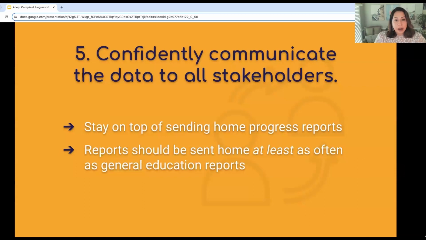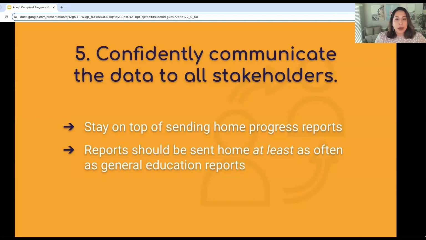And step 5, confidently communicating the data. Sending home progress reports throughout the year is an important part of the IEP process. This was an important change made by IDEA only 3 months after the Andrew decision. Reports should be sent home at least as often as general education progress reports.